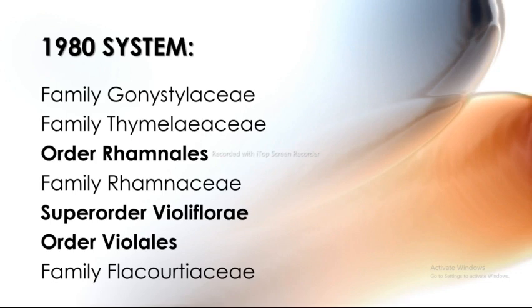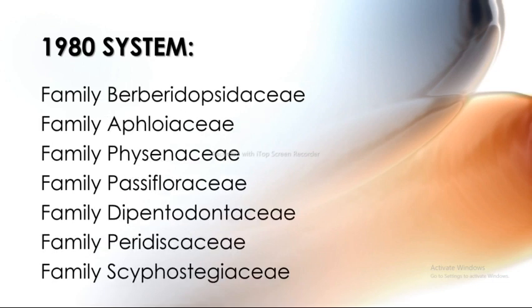Next order is Rhamnales, and this Rhamnales includes the family Rhamnaceae. Next superorder is the Violiflorae, and this superorder includes the order Violales, and this Violales includes the family Flacourtiaceae, and the next family is Berberidopsidaceae.